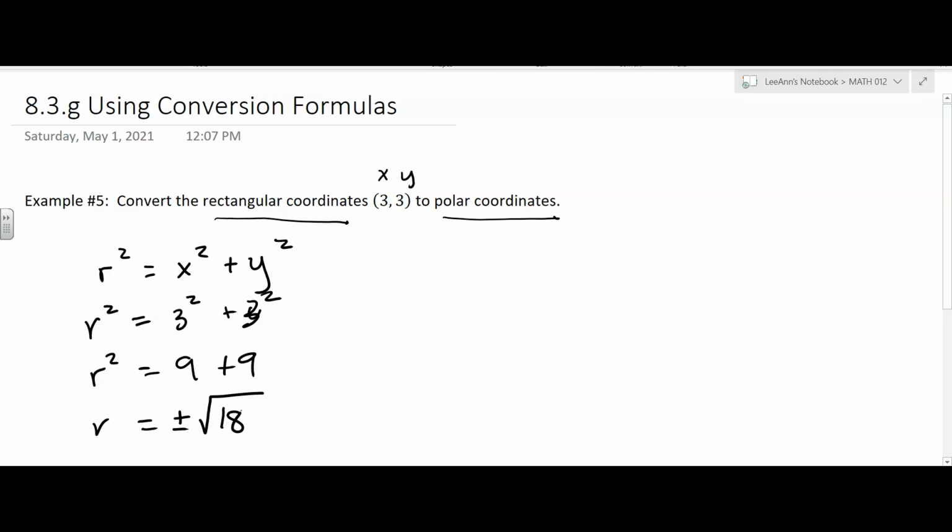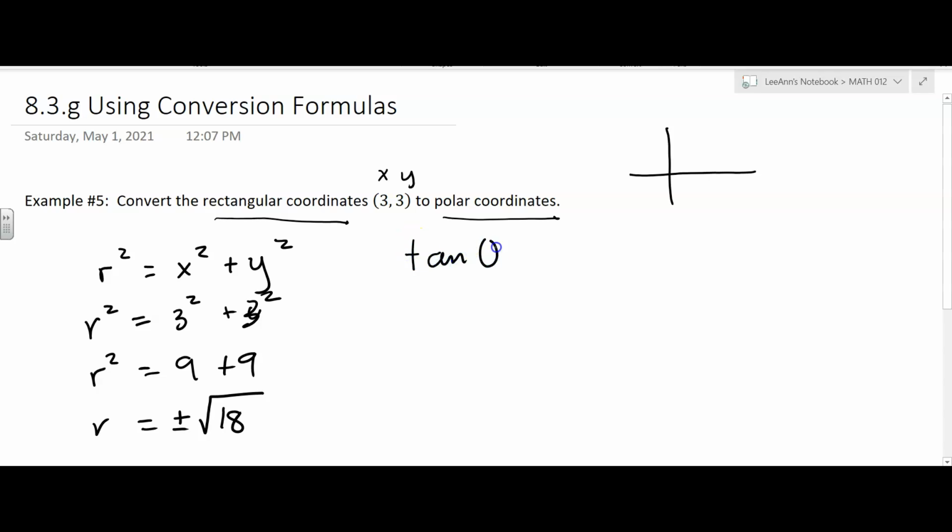Now, let's think a little bit about that. We know it's going to be positive because these are positive. So it kind of depends on where we're rotating. But we'll come back to the rotating. Well, we'll do the rotating right now, and then I'll explain it. Okay.